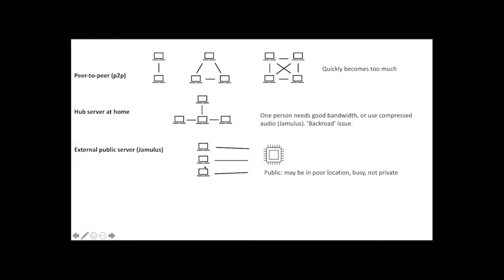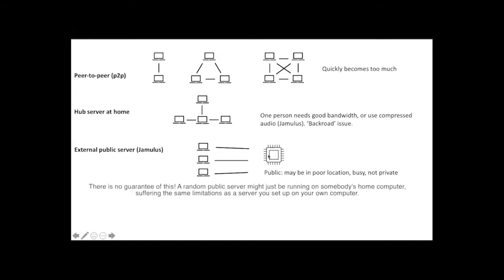So people might want to use an external public server. This is particularly the case with Jamulus. Public servers, so external servers which are sort of on an industrial scale, as opposed to being a server on somebody's home computer, they would tend to be not so much on a back road of the internet, but closer to one of the internet highways.